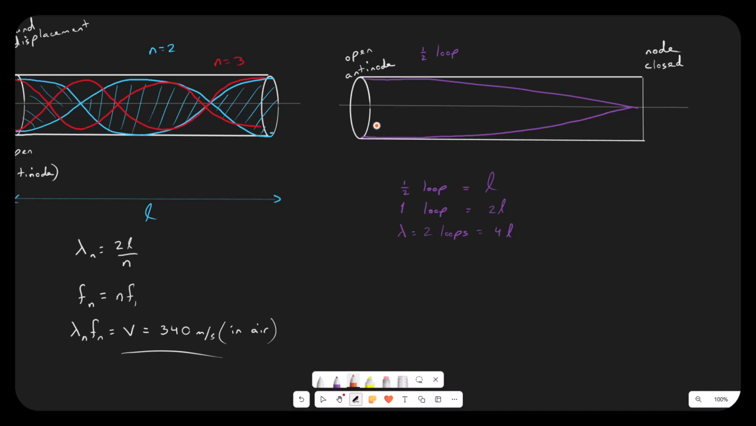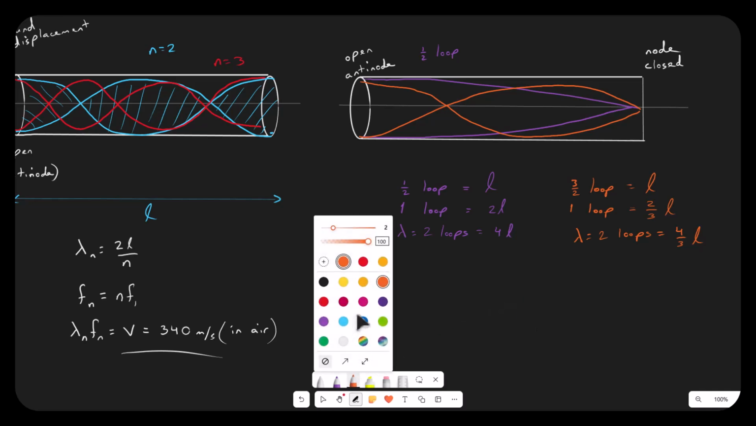Let's keep going. Next one, I can start on an antinode, I need to end on a node, and I've got something going on in between. I can't go directly there because I've already done that one. Now I have one loop and a half loop. I have 3 half loops for L, which means one loop equals 2/3 L. My wavelength, which is 2 loops, equals 4/3 L. This pattern's a little harder.